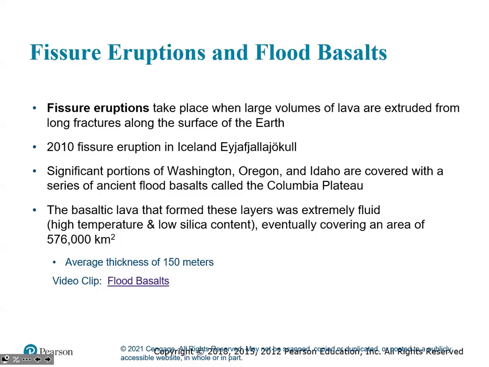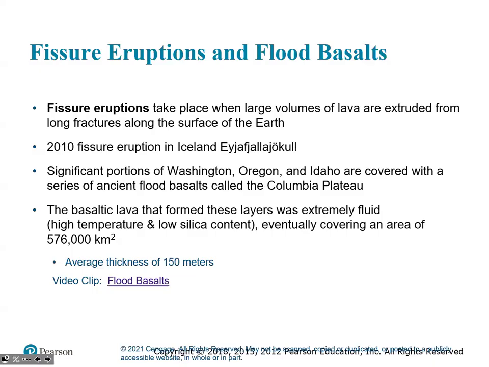So fissure eruptions take place when large volumes of lava get extruded from long fractures along the surface of the Earth. More recently, we've had fissure eruptions in Iceland at, I'm not going to even try and pronounce that name, that has far too many J's. And significant portions of Washington, Oregon, and Idaho are covered with a series of ancient flood basalts that are called the Columbia Plateau basalts.